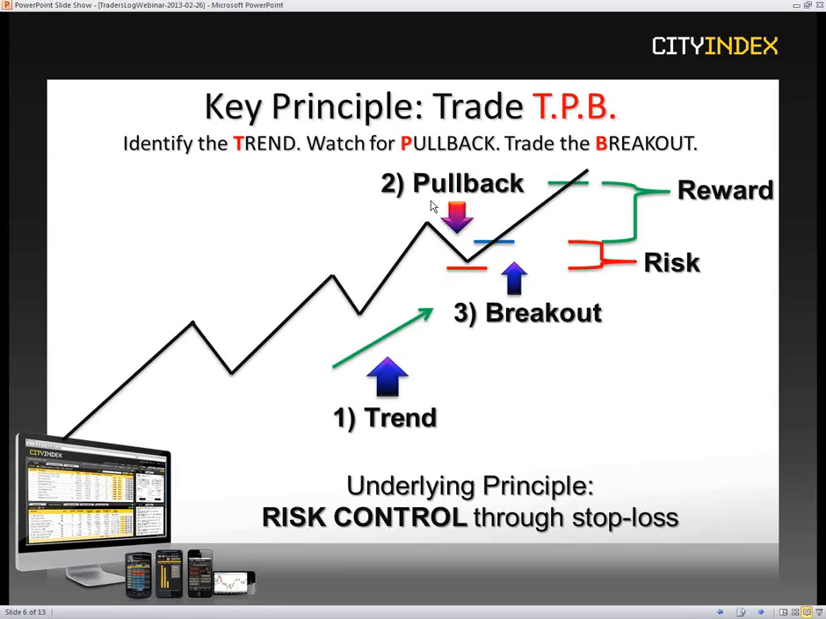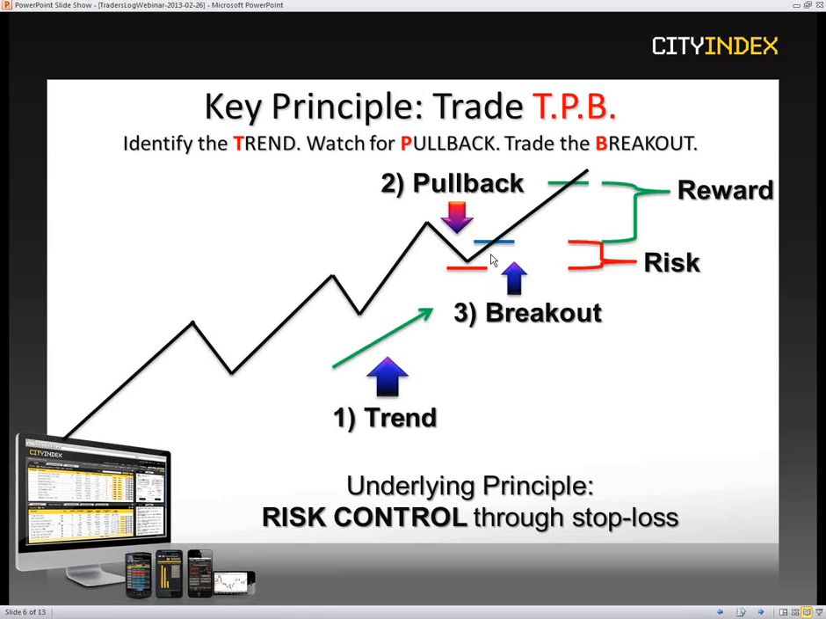So you look for the trend first, you look for some type of a pullback, and this pullback could be in the form of a chart pattern, a consolidation, a flag or a pennant or what have you. But I'm looking for some type of a consolidation, pullback, retracement, and then looking for a breakout in the direction of the trend. Once that occurs, you've got your entry at the breakout. Now you could place your stop loss or your risk management right here under the low of the breakout.